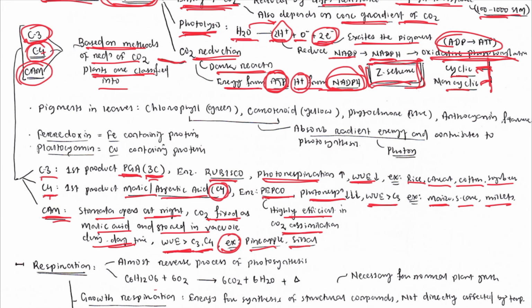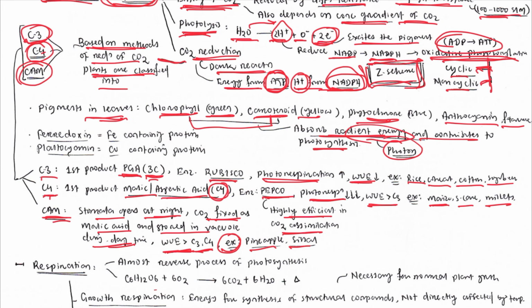Now there are different pigments involved in different activities found in leaves, like chlorophyll, which is generally green, carotenoid, which is yellow, phytochrome, which is blue, and anthocyanin, flavone. These are different pigments found in the leaf of the plant. Mostly chlorophyll and carotenoid absorb radiant energy and contribute to photosynthesis. Radiant energy means it consists of photons.